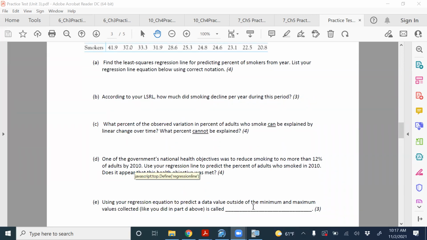use regression to predict a data value outside the data range. That's called extrapolation. Extrapolate means you go beyond what the data covers, and you kind of hope it will make sense.